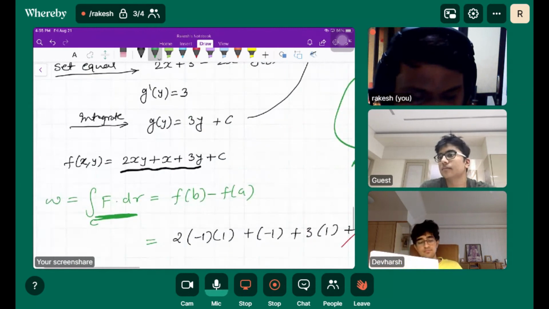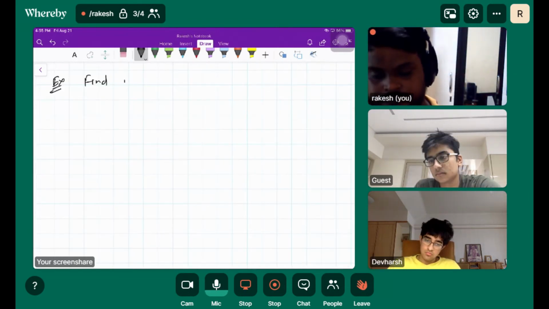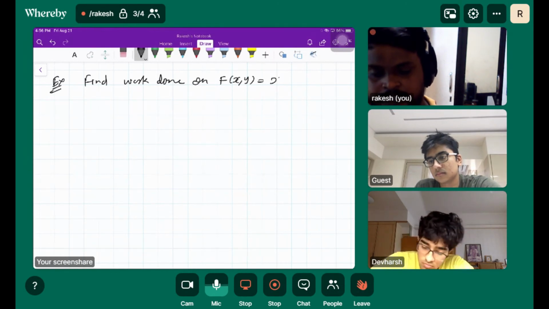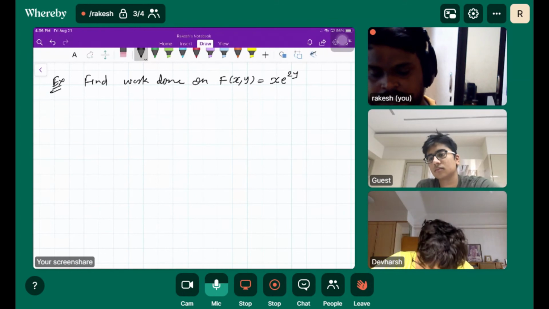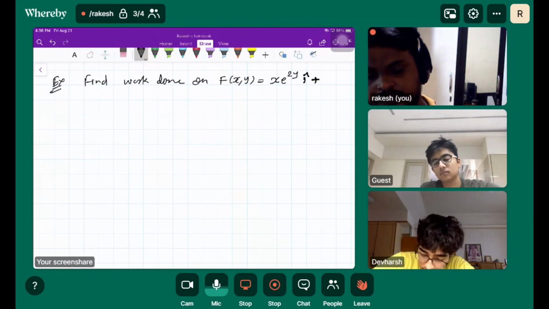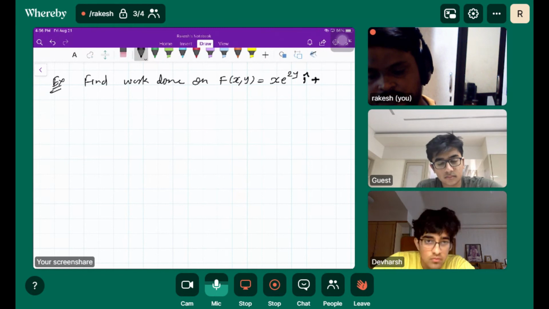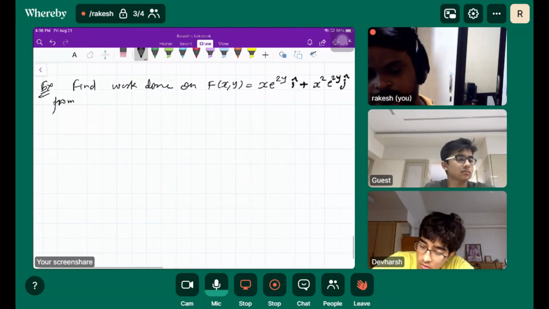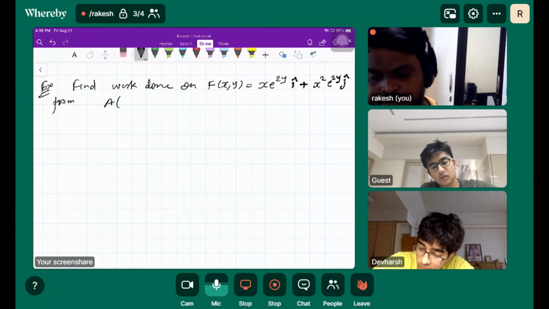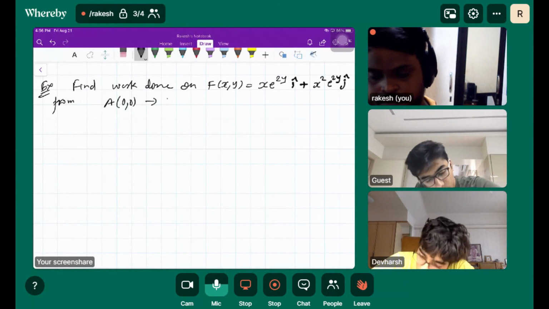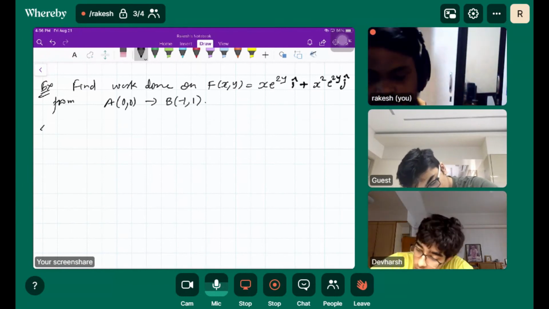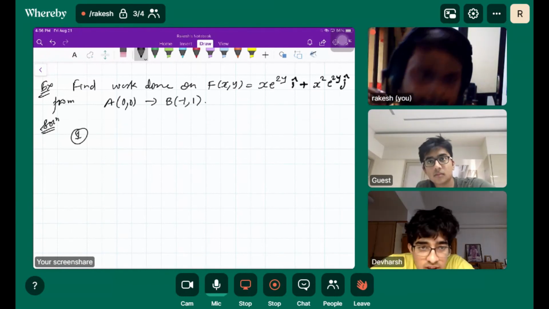Okay. Find the work done on F(x, y) = x e^(2y) i + x² e^(2y) j, from A (0, 0) to B (-1, 1). Okay, so what is our first step? Prove that it's conservative by equating the partial derivatives.